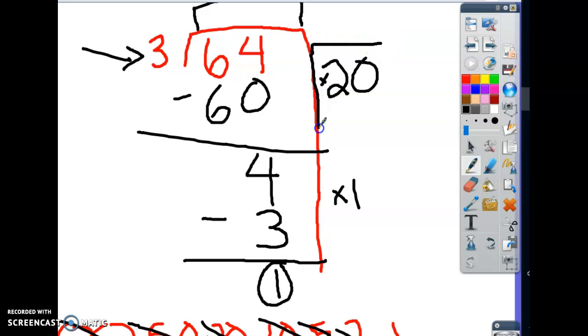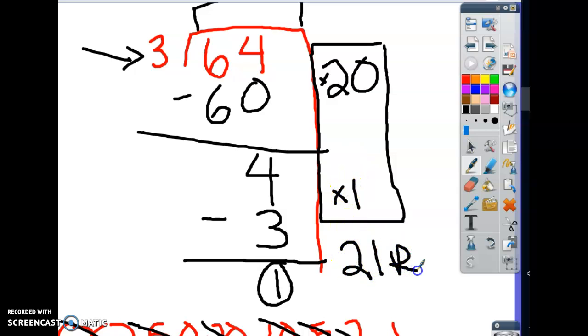In order to find your answer, you have to add up your friendly numbers. So 20 plus 1 is 21. And then I have a remainder. What's left over is 1. So this would be my final answer here: 21, remainder 1. So 64 divided by 3 is 21, remainder 1. We're going to do another one.